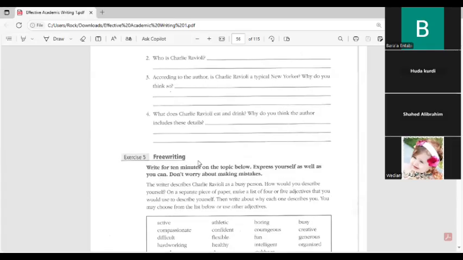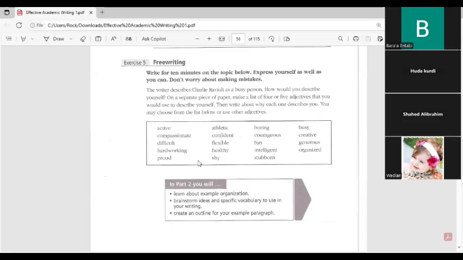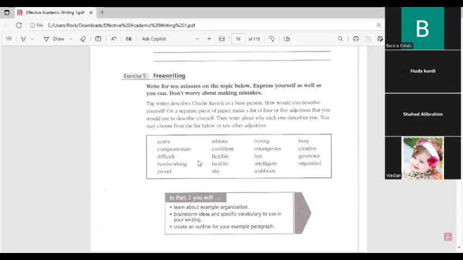Okay, that's it. Let's move to this part, which is the free writing. Actually, it is homework, and it is very important to know how you describe yourself. In the books, we have some adjectives, some personal traits. You can choose some in order to describe yourself. This is your homework, to express yourself using some of these adjectives.